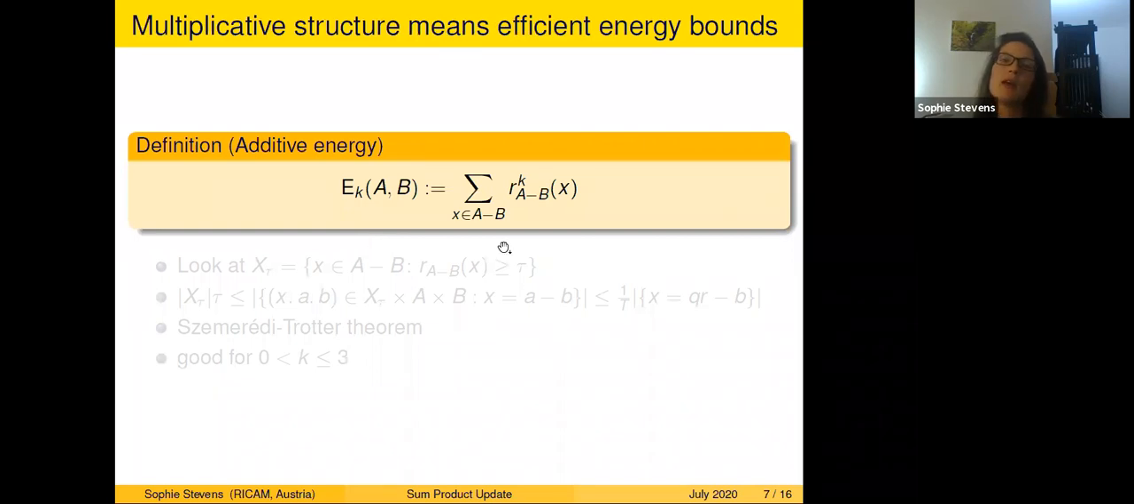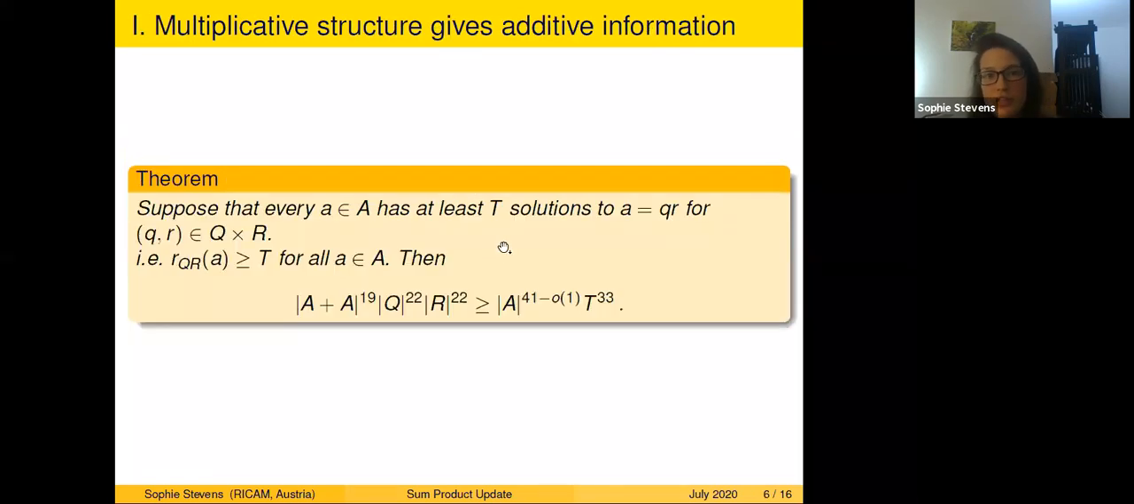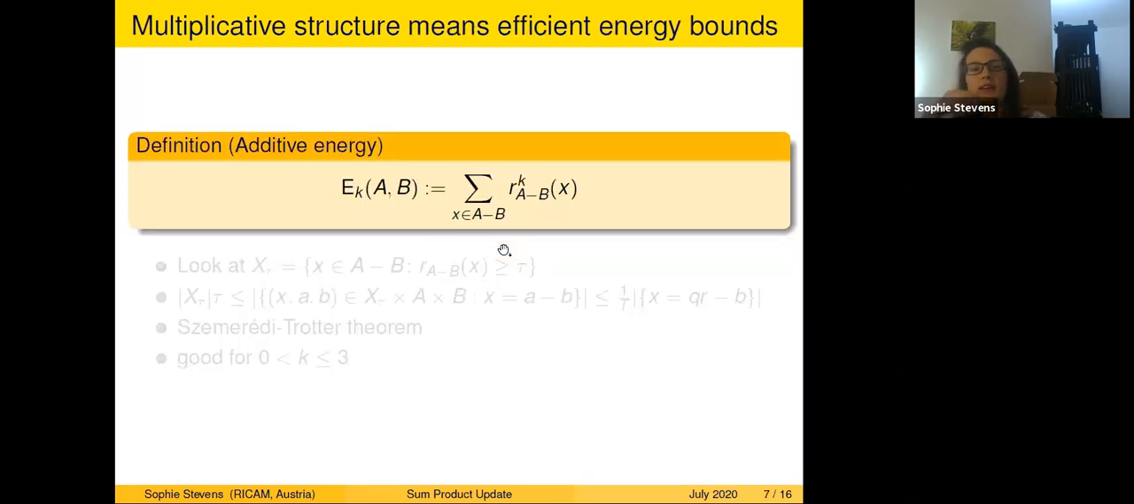All right, so multiplicative structure gives us additive information. So why is this? I've kind of hinted towards this. I've said that this replaces Shkredov's Szemerédi–Trotter sets idea. And indeed, we will be using the Szemerédi–Trotter theorem to use the fact that we've got multiplicative structure, and it's going to give us some good additive information. It's going to give us additive information in the form of additive energy.